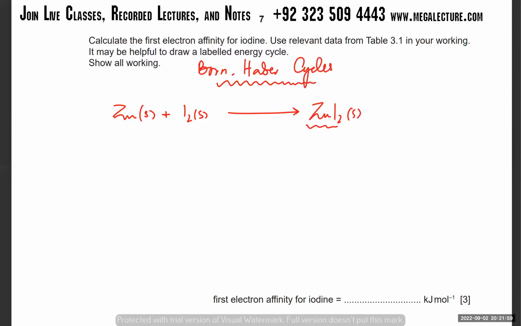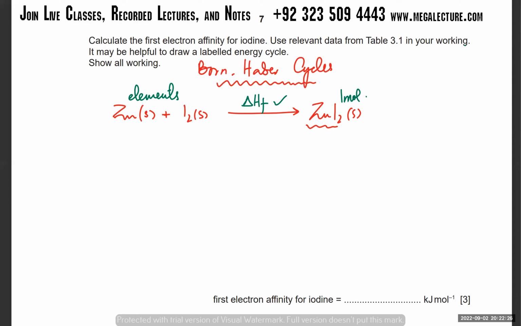This enthalpy change is known as enthalpy change of formation of zinc iodide, because 1 mole of this is formed from its constituent elements, right? Is that clear? Yes, sir. So that's the enthalpy of formation. Now, what are the steps that are involved? You're going to create another path. That's what the Hess law is. So you're going to create an energy cycle.